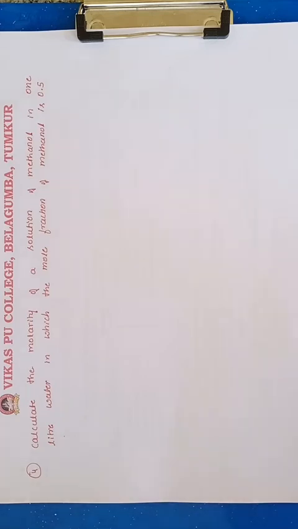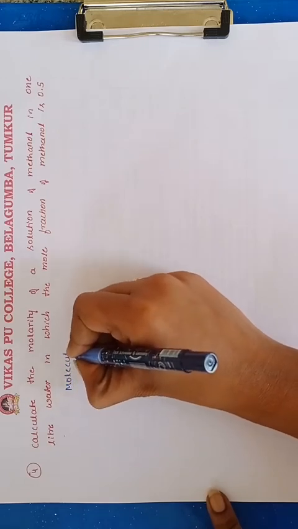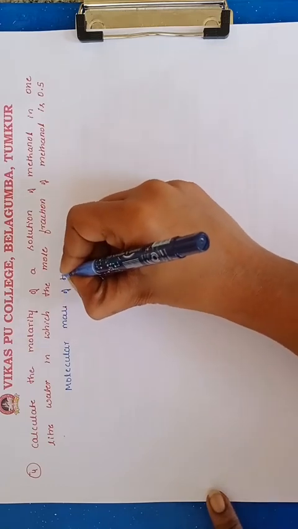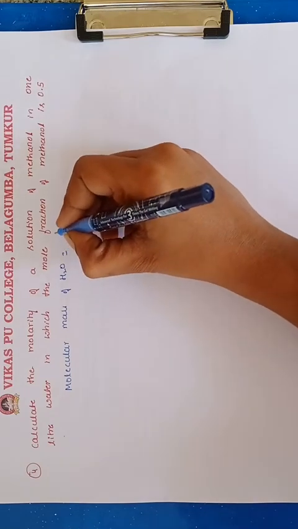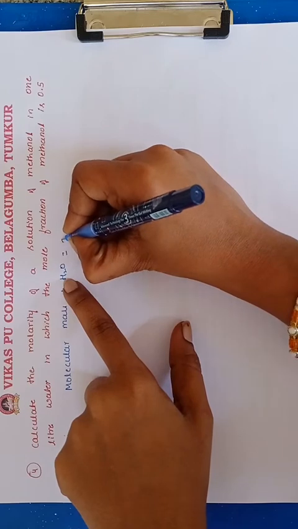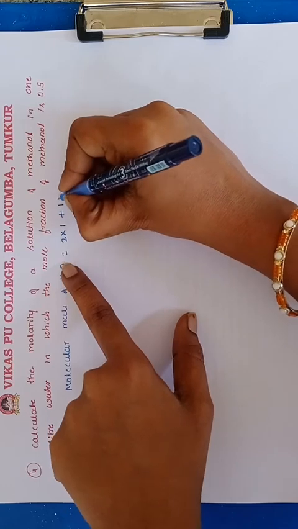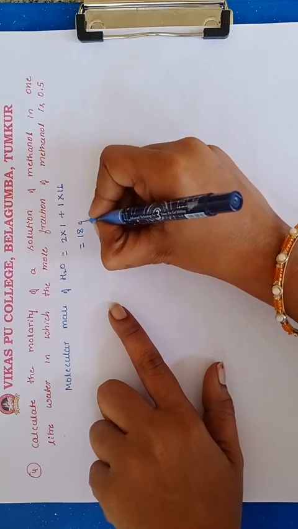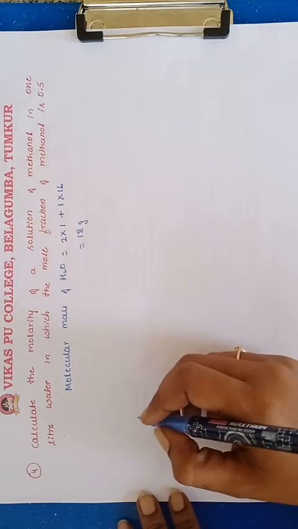First we will calculate the molecular mass of the water. Molecular mass of water, that is molar mass or molecular mass of water. That is number of hydrogen atoms is 2, that is 2 into 1 plus number of oxygen atoms is 1 into 16. We are going to get 18 gram. You can write 18 gram per mole, as molar mass.